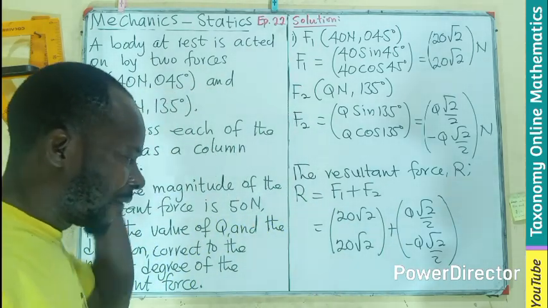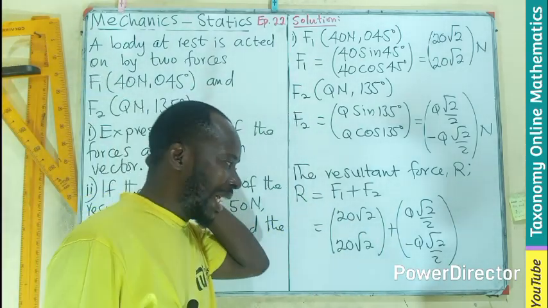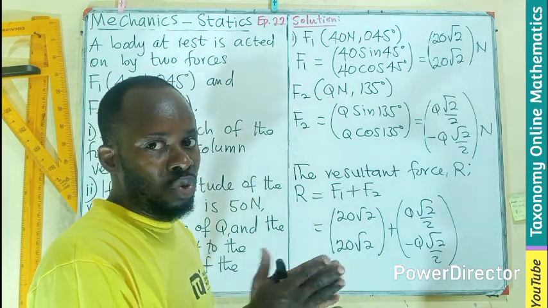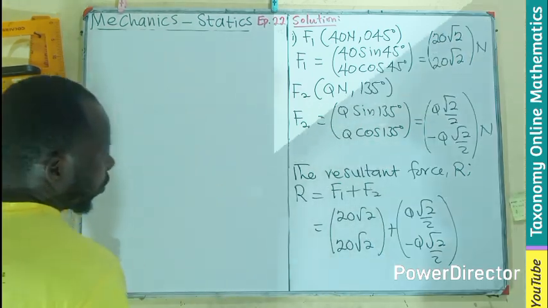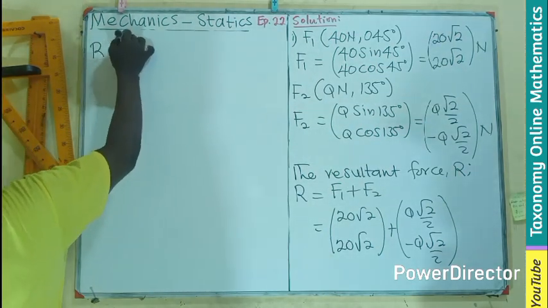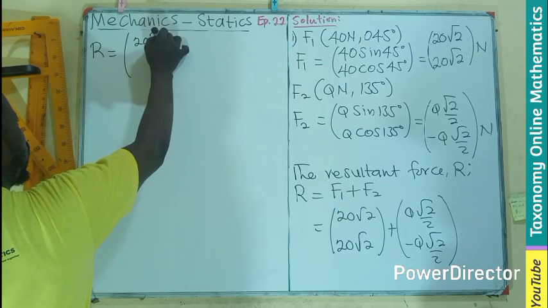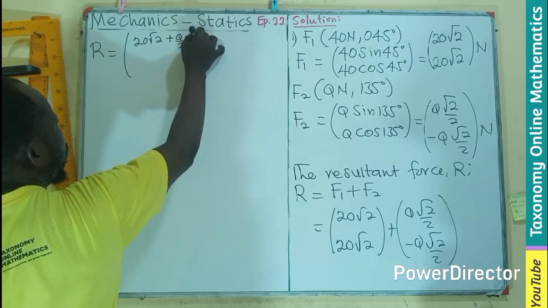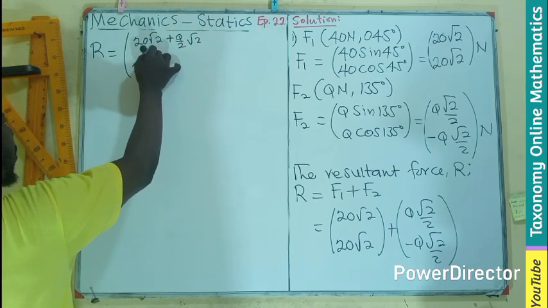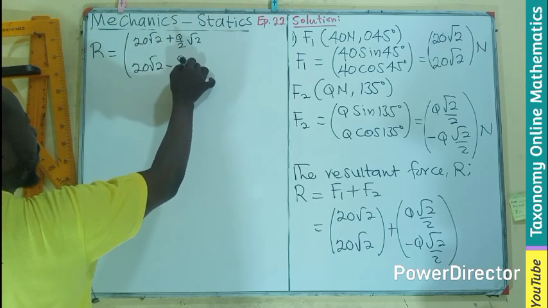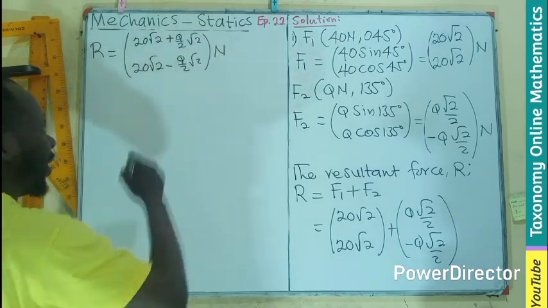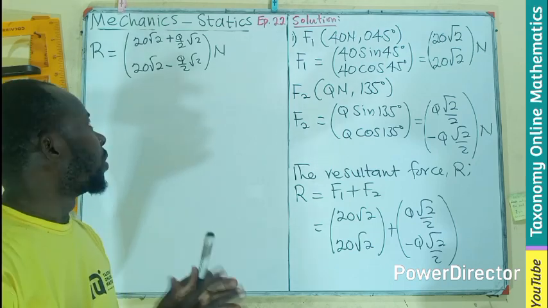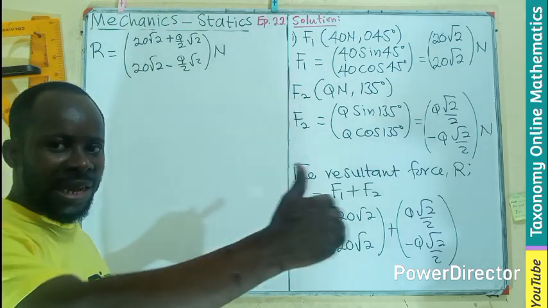Alright, in adding this, we can see that there is no way we can add and get an actual value. So you only remove the inner bracket and combine them together to stand as one. So here we can say our resultant equals 20 root 2 plus Q over 2 root 2, and 20 root 2 minus Q over 2 root 2, with the Newton attached to it. So this becomes the resultant vector in column form.